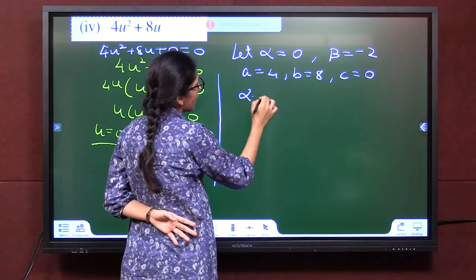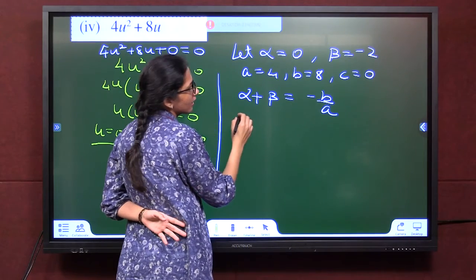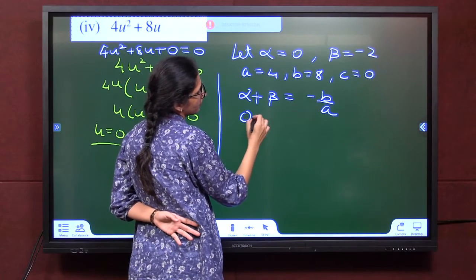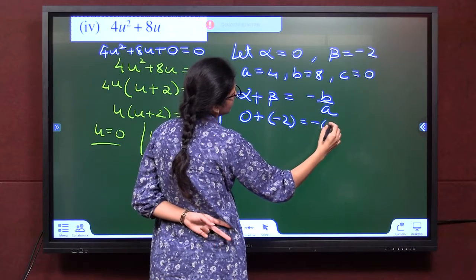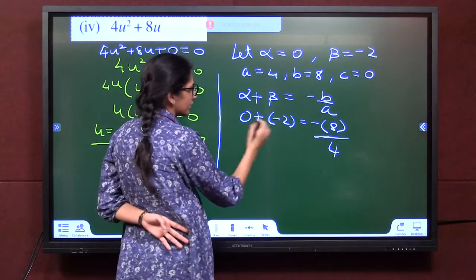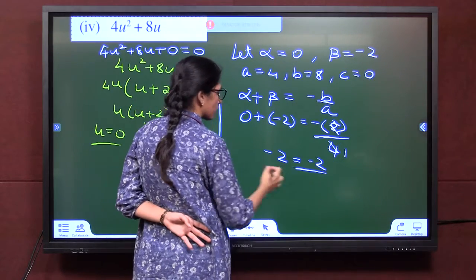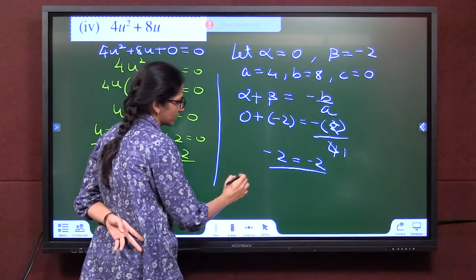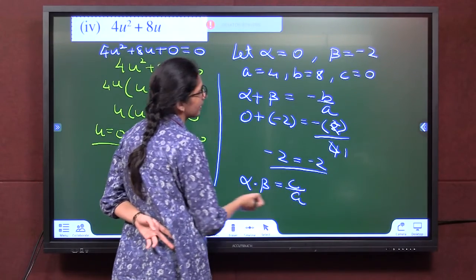Let's start. Alpha plus beta is minus B by A. Alpha 0, beta minus 2, minus B which is 8, divided by A which is 4. 0 minus 2 is minus 2. 8 by 4, 2s are 8. There's a negative sign, so it becomes minus 2. LHS equals RHS.